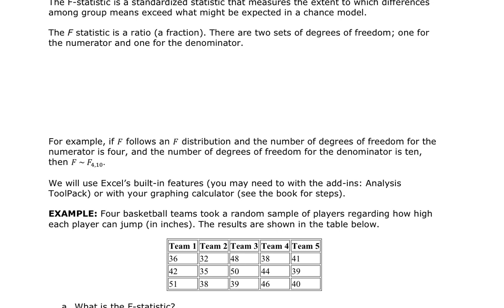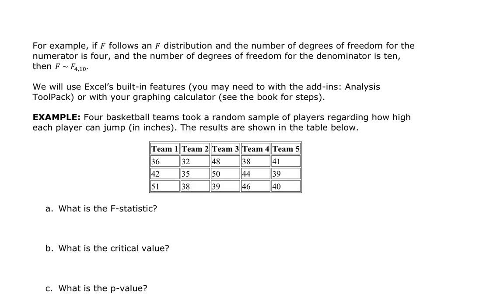We are going to use Excel. There are really great equations. They're in the book, any statistics book that covers this. We are going to use Excel because it's awesomely quick and easy. You just have to understand what's coming out. In your Excel, you may need to do an add-in called the Analysis ToolPak, or you can use your graphing calculator. If you look in the book, there are steps on how to do the F statistic with your graphing calculator, TI-83 or 84. So here's my example. 4 basketball teams took a random sample of players regarding how high each player can jump in inches. The results are shown in the table below.